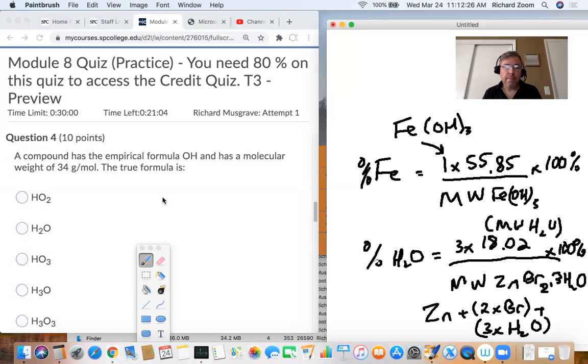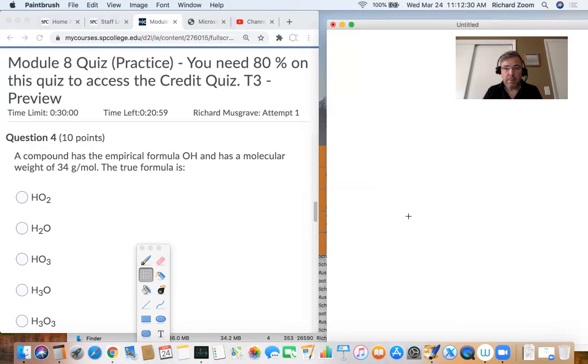Question 4 is about true formulas. And the true formula of something is going to be based upon the empirical formula. Now, the empirical formula is OH, which means the true formula can be any whole number multiplier of that. So it could be OH, which would be O1H1, or O2H2, O3H3, etc., etc.